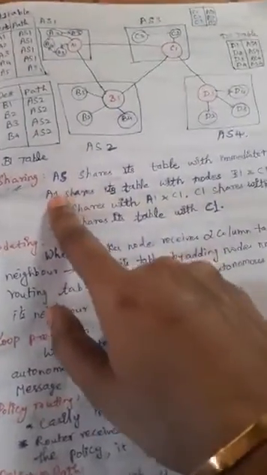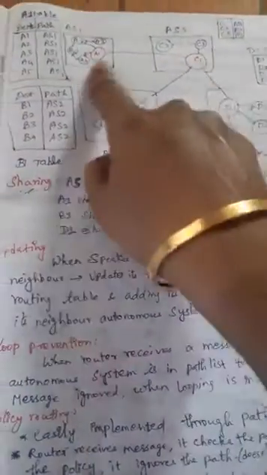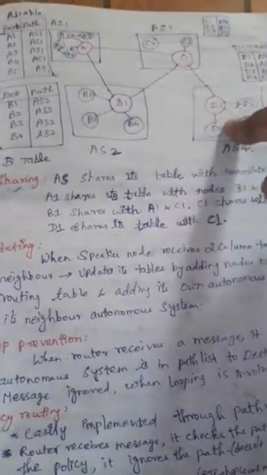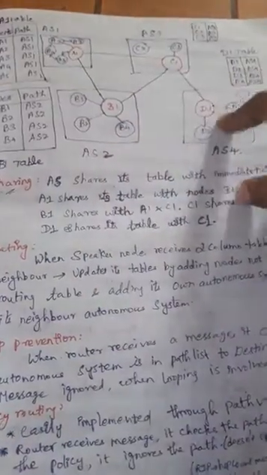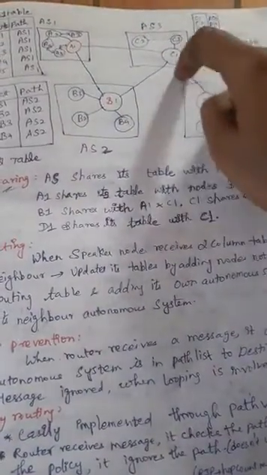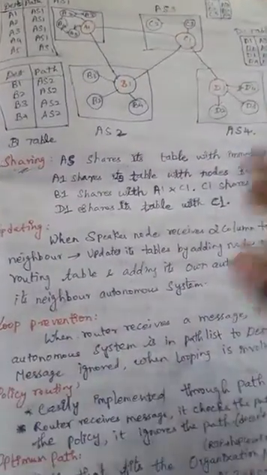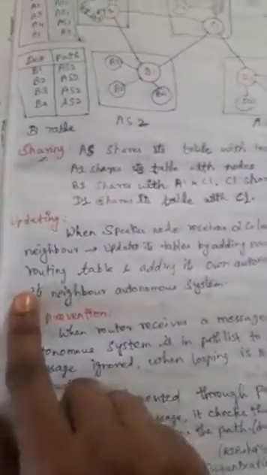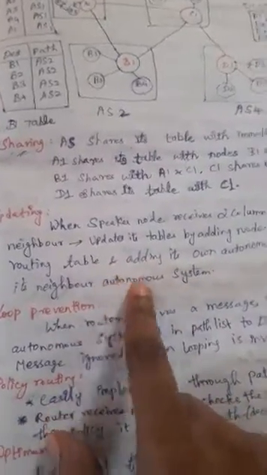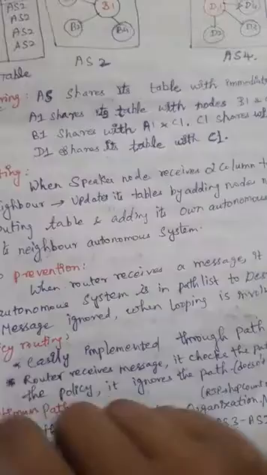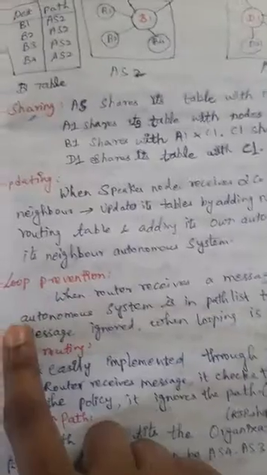Each autonomous system shares its table with immediate neighbors. A1 shares the information with C1 and B1. C1 shares with D1 and A1. B1 shares with A1 and C1. D1 shares with only C1, because C1 is the only neighbor of D1. Likewise, it updates. Here it avoids looping. How does it avoid looping? It updates its table by adding nodes that are not in the routing table, and it adds its own autonomous system to the path advertised by its neighbor autonomous system.